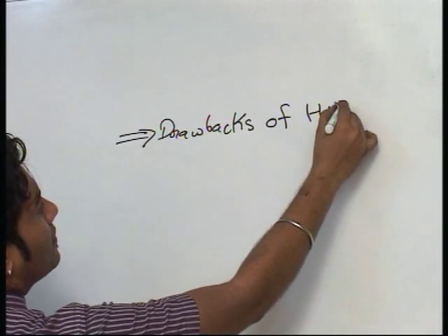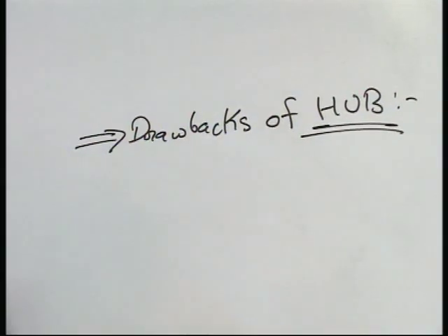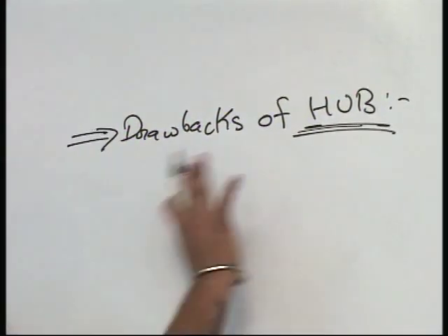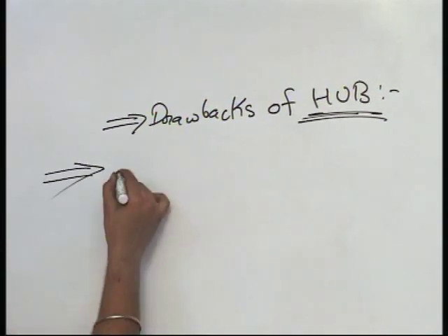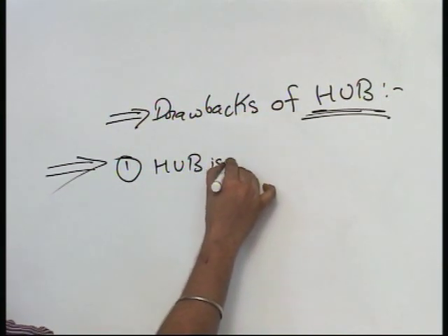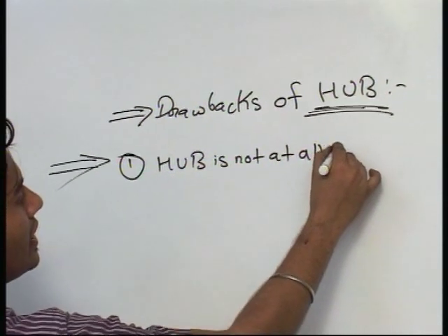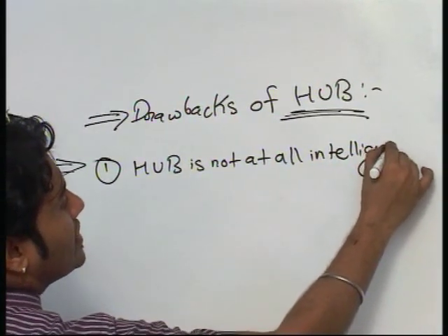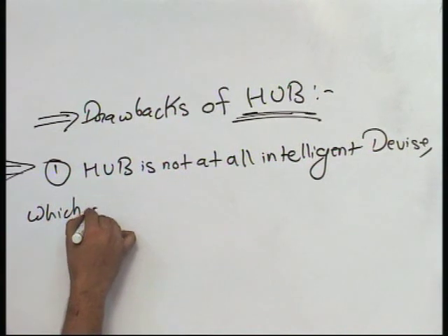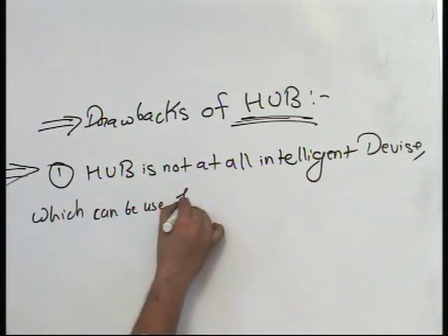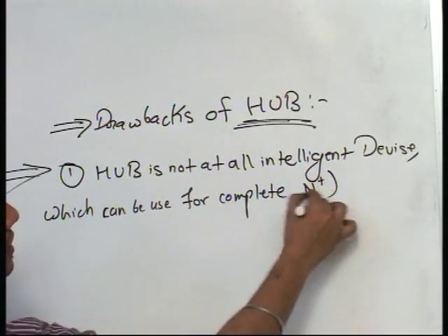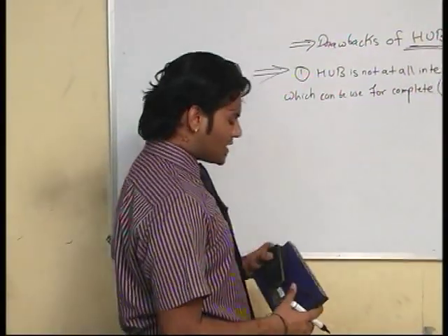Drawbacks of the hub. Again I am saying that there is no full form of hub present. Some of you might search on Google for the full form of hub, but it is not written in the history of networking. So let's discuss the first point about the drawbacks of the hub. The hub is not at all an intelligent device which can be used for complete networking. So let's have a discussion on the first point.